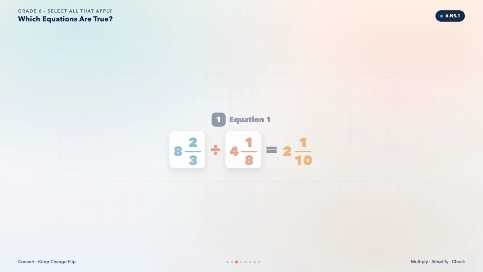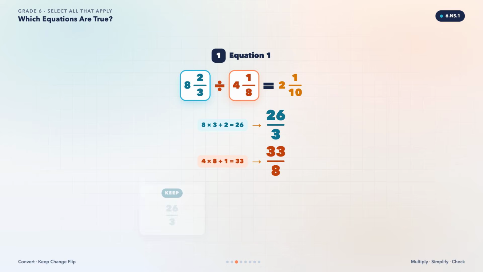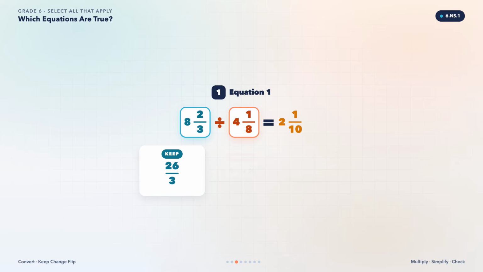Equation 1, 8 and 2/3 divided by 4 and 1/8, and they say that equals 2 and 1/10. First, we convert. Look at 8 and 2/3. 8 times 3 is 24, plus the 2 is 26, so that becomes 26/3. Now, 4 and 1/8. 4 times 8 is 32, plus 1 is 33, so that becomes 33/8. Time for keep, change, flip. Keep 26/3. Change the division to multiplication. Flip 33/8. It turns into 8 over 33.